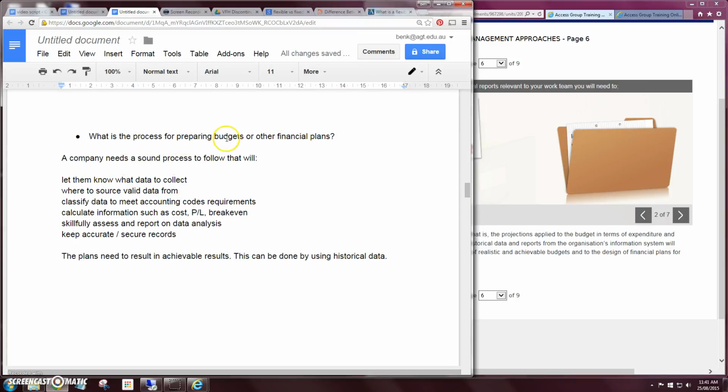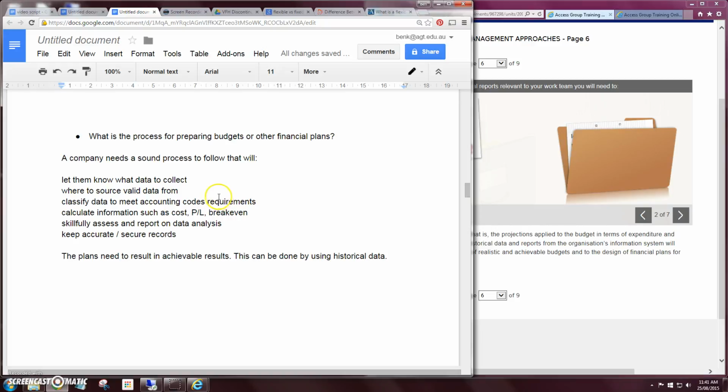So what is the process for preparing budgets or other financial plans? Okay, so the company will need a sound process to follow that will do these things, and these things here were based on this little interactive slide. So let them know what data to collect, where to source the valid data from, classify the data to make sure it meets accounting codes requirements, calculate information such as cost, profit and loss, break even, skillfully assess and report on the data analysis, and keep accurate and secure results.